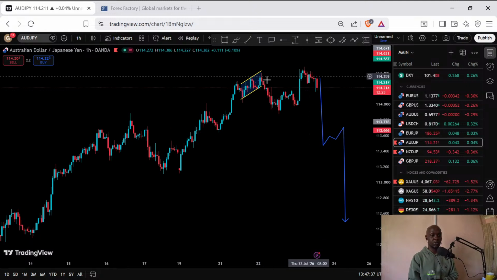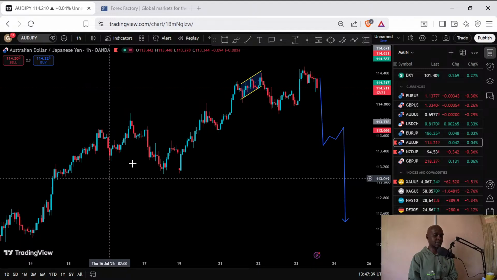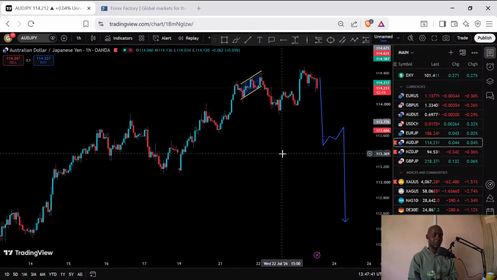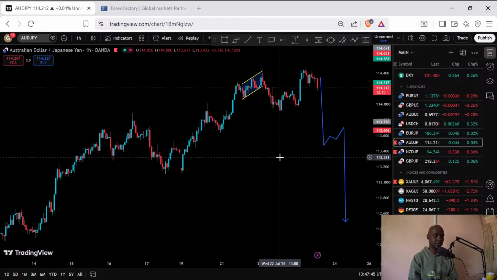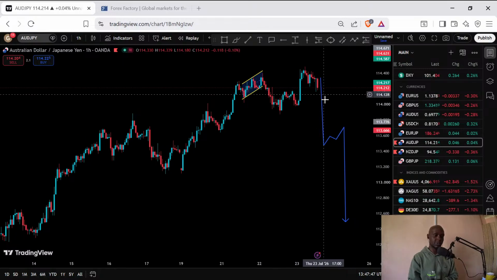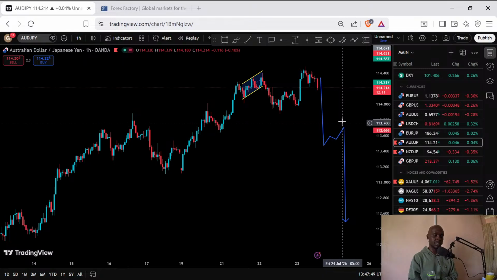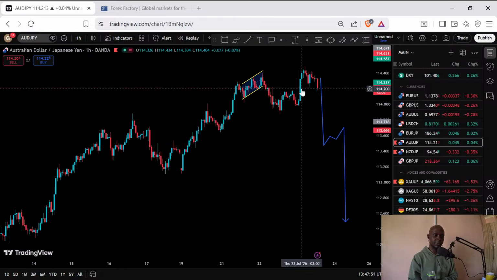Whenever you get this sort of a double top, after a market has been trending for a while, you have to be wary about looking for longs. So I want to see if I can get strong selling pressure to look for shorts on OD JPY and on New Zealand JPY.